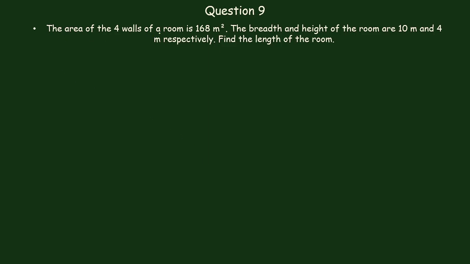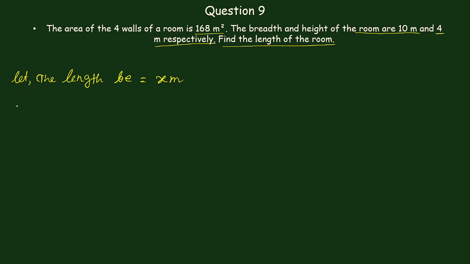The area of four walls of a room is 168 meters square. The breadth and the height of the room are 10 meter and 4 meter respectively. Find the length of the room. See, the back calculation of the previous question. So let the length be x meter. We assume the length be x meter.